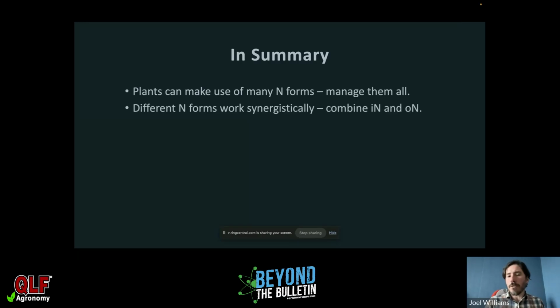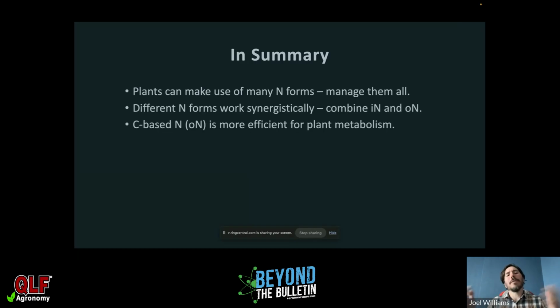Different nitrogen forms work synergistically. There is an opportunity to use a bit of them all. Combine some of the organic forms with your inorganic forms. That will actually improve the metabolism of those inorganic forms when you include some organic forms as well. So use a bit of them all. Diversity is beneficial in terms of these nitrogen forms. Your carbon-based nitrogen, or the organic nitrogen, is more efficient for plant metabolism and utilization. Okay, that's that metabolic shortcutting discussion. Any of the organic and peptide and protein type forms have this embedded carbon, and that makes them metabolically efficient.